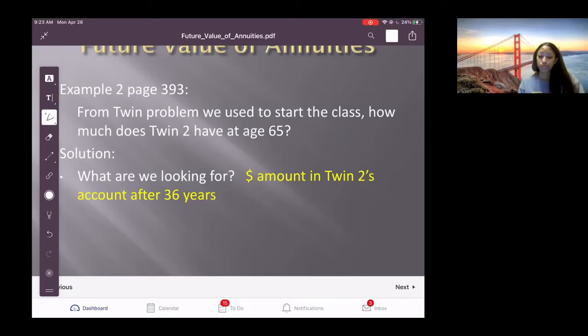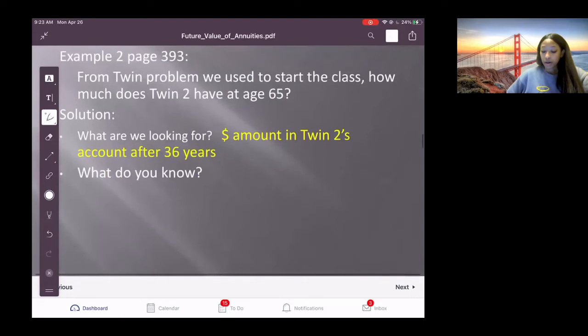We're going to start with twin 2. So from the twin problem we used at the start of class, how much does twin 2 have at the age of 65? What are we looking for? We're looking for the amount, the dollar amount in twin 2's account after 36 years. And that 36 was given to us in the problem. We're told that in the beginning.